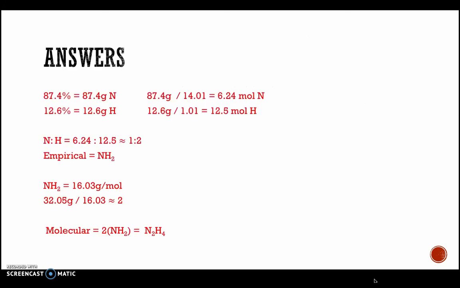Welcome back. Here's what you should have gotten. Our empirical formula came out to be NH2, twice as much hydrogen as nitrogen, and our molecular formula N2H4.